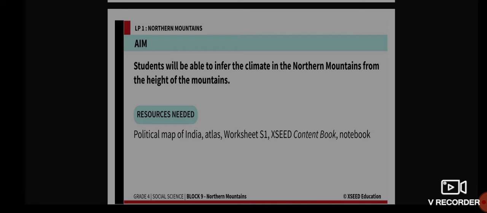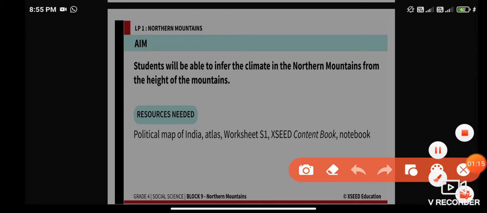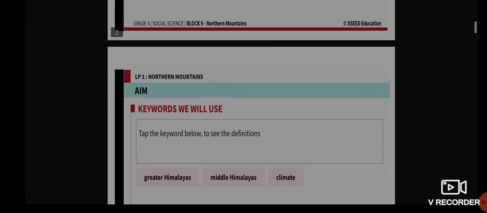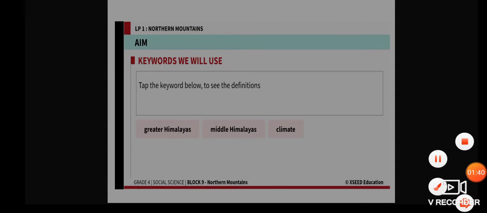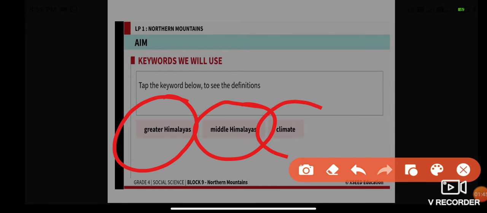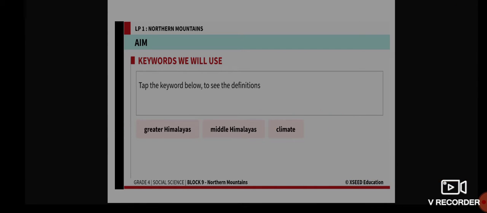Resources required are your political map of India and atlas, worksheet S1, your exit content book, and your notebook as well. You need to have a political map of India, and an atlas, that is a book of maps. The keywords we will be using for our class are Greater Himalayas, Middle Himalayas, and climate. These three keywords we'll be using in our discussion.